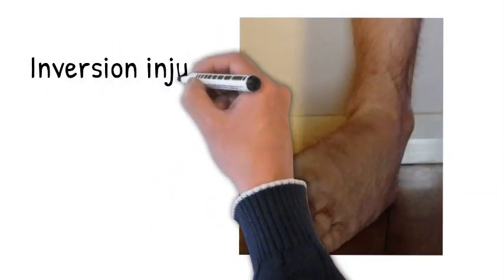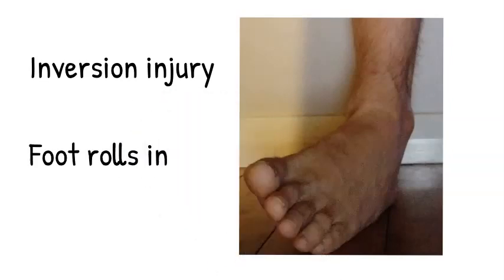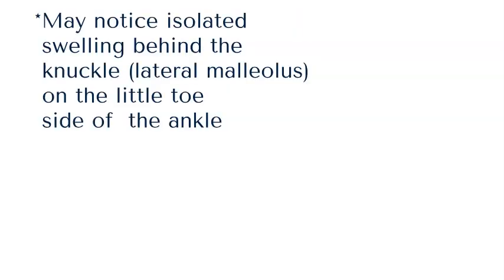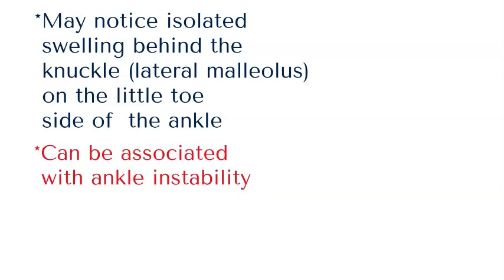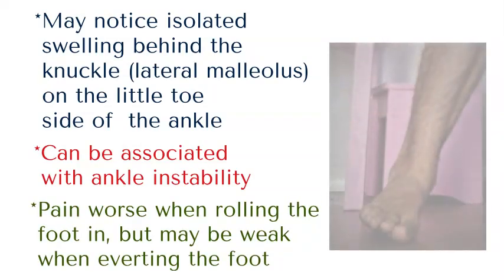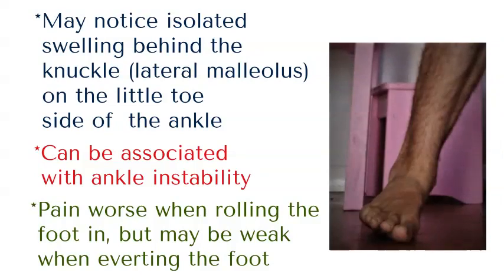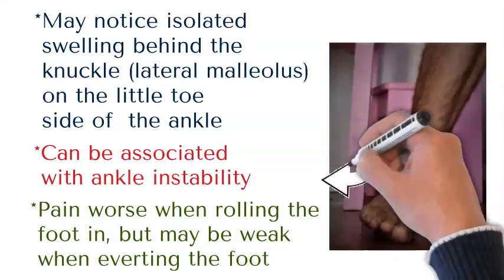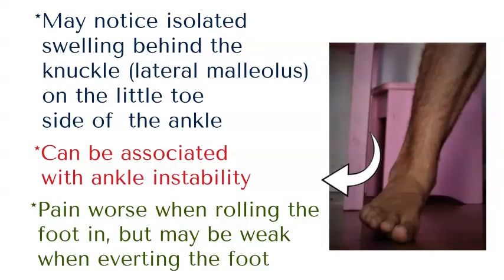Now, the position that you get yourself into to do an ankle sprain is an inversion position where the foot rolls in, and that's all loading up on the outside of the ankle there, as marked by the arrow. And you may notice that there's some isolated swelling behind the knuckle or the lateral malleolus, the little toe side of the ankle. It can be associated with ankle instability, and the pain is usually worse when you roll the ankle in, but you might find that rolling the ankle out, as in the position in the picture there, is actually a bit weak because the tendon's not working as it should be.